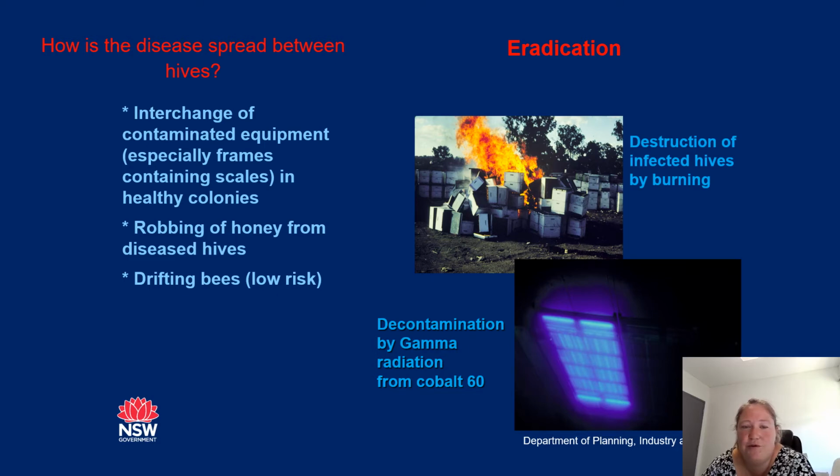risk from drifting bees. And unfortunately, there's no treatment for American foul brood, and the only options are eradication of the whole system, which is destruction of the hives by burning or by gamma radiation.